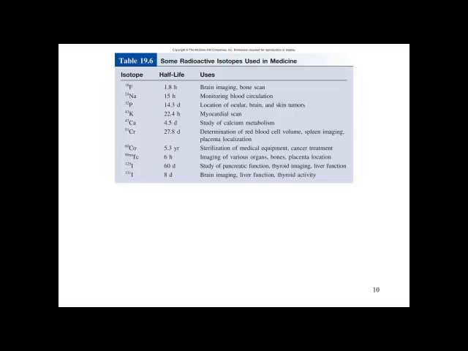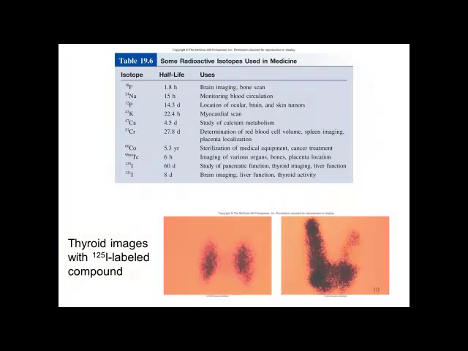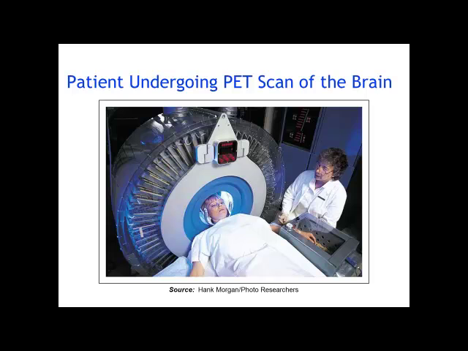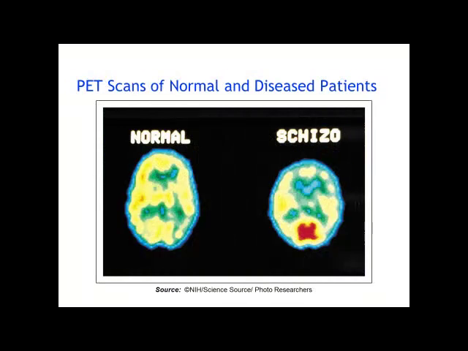Again, a table showing radioactive isotopes used in medicine and what they're used for. Here are thyroid images labeled with I-125. Patient undergoing a PET scan. This is what it looks like.